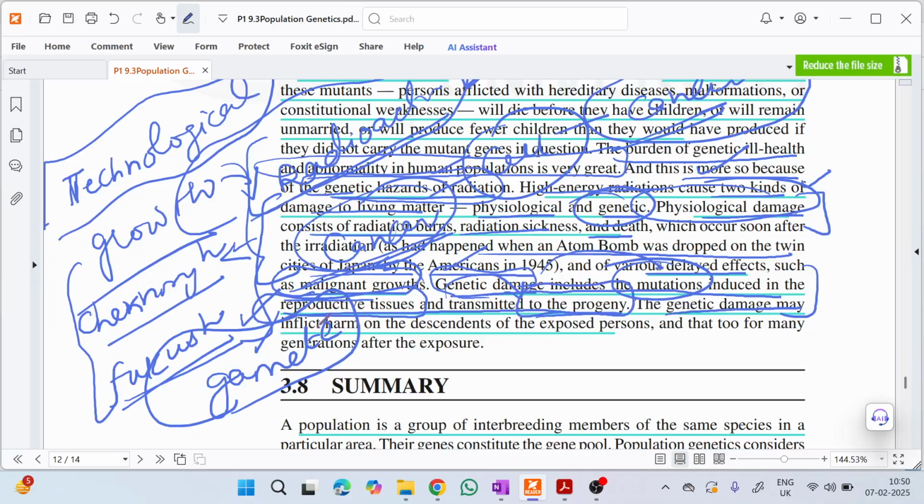The genetic damage may inflict harm on the descendants of the exposed person, और यही चीज बहुत सारे जनरेशन तक भी चलती रहेगी. And this multi-generational damage has been reported in all three disasters: the nuclear bomb disaster, the Chernobyl disaster, and the Fukushima disaster. Such instances of birth of genetically exposed and malformed children have been reported.